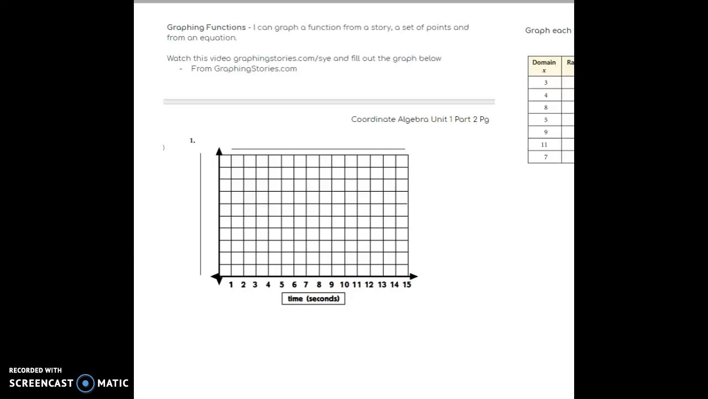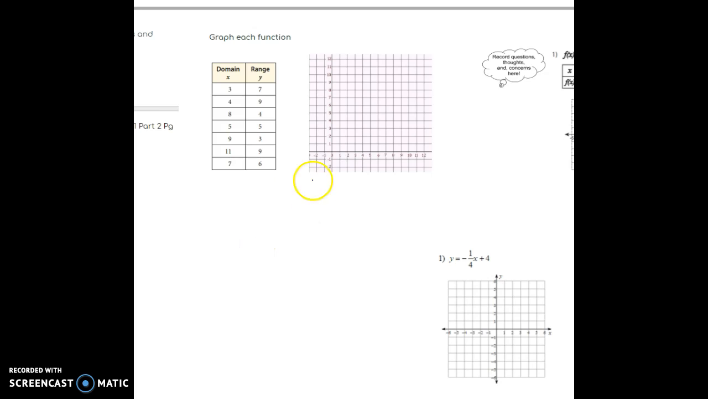All right, you should have finished labeling a graph, and now we're ready to go to graphing functions. You need to go to this website right there and fill out this graph below. You're gonna watch that story, fill out the graph. Once you do that, come back to the video. I will be checking this, and you need to do that before you come see me for your quiz.